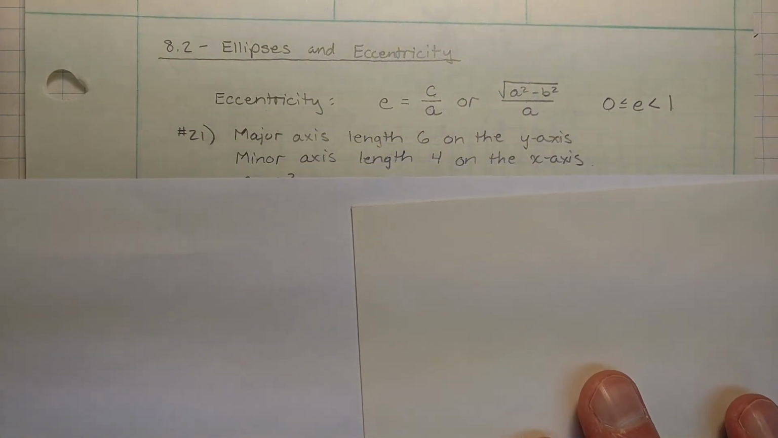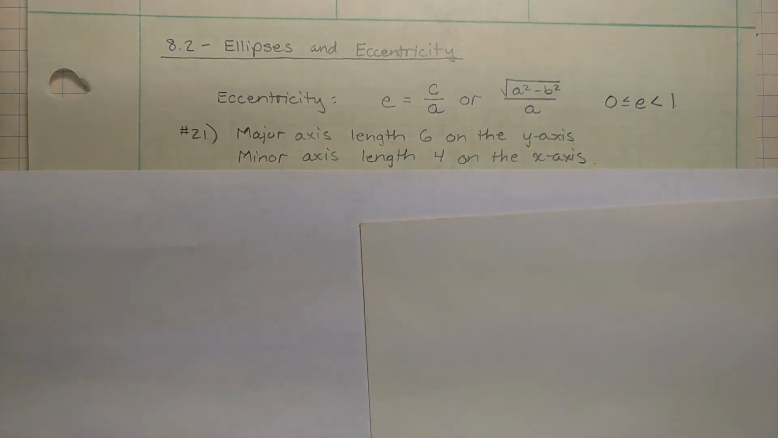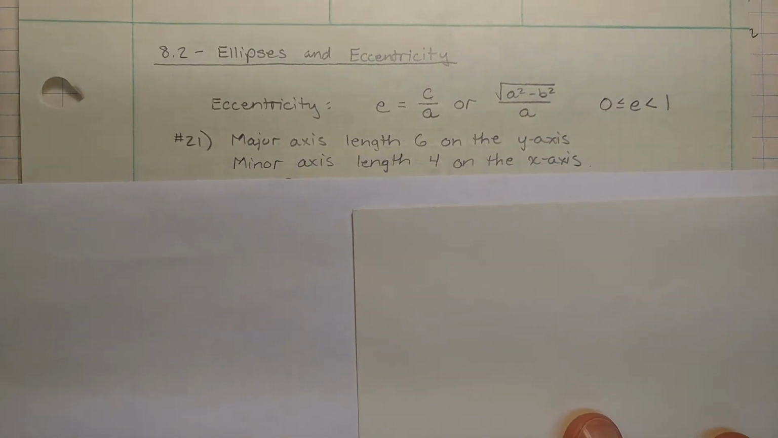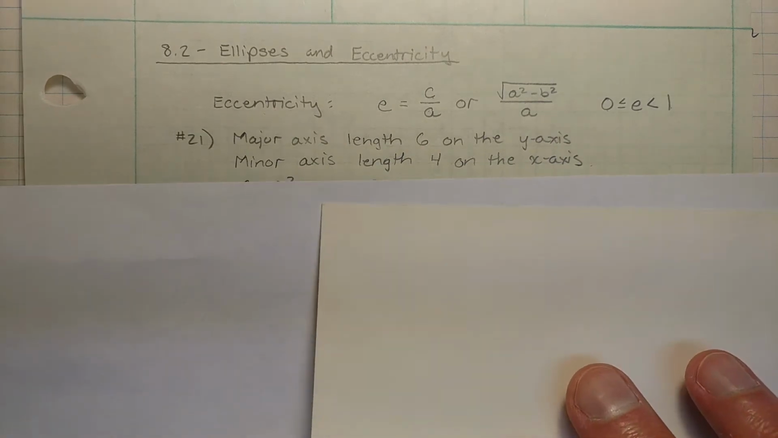So let's look at number 21, which gives us the following information. It tells us our major axis has a length of 6 and it's on the y-axis, and our minor axis has a length of 4 and it's on the x-axis. The implication here is that they're both centered at the origin. And it wants us to find our equation for that.